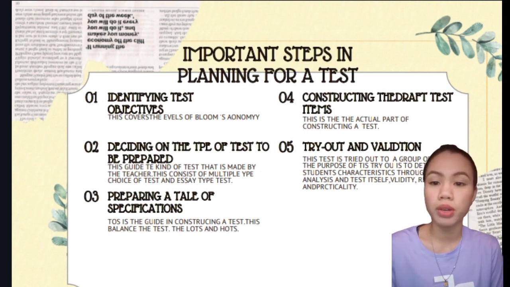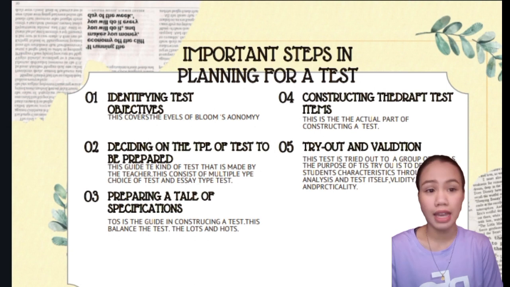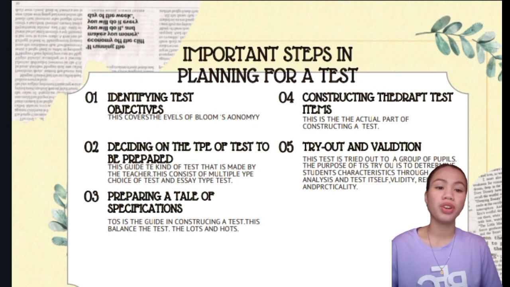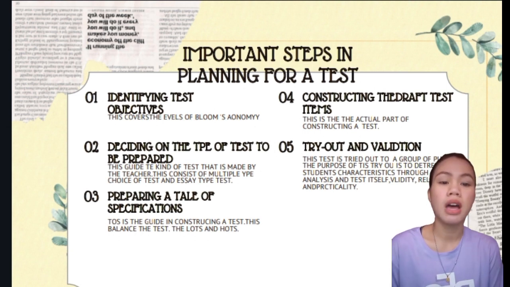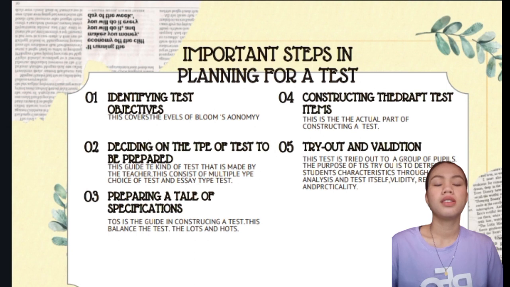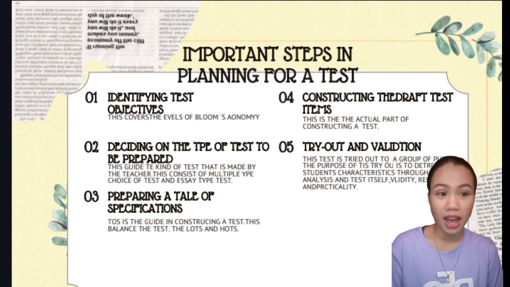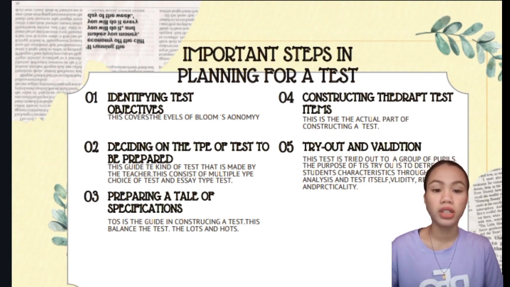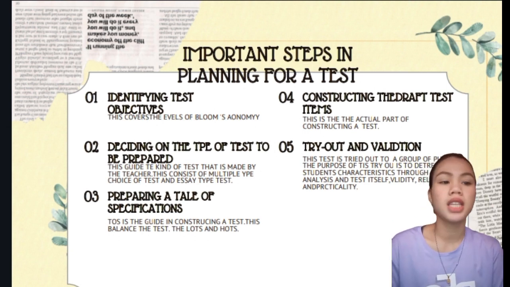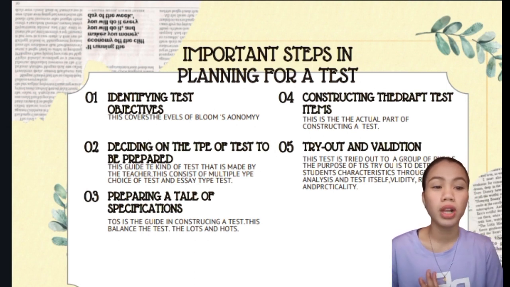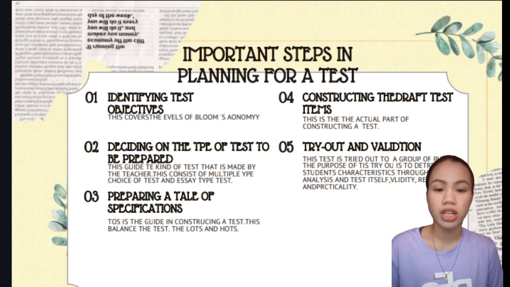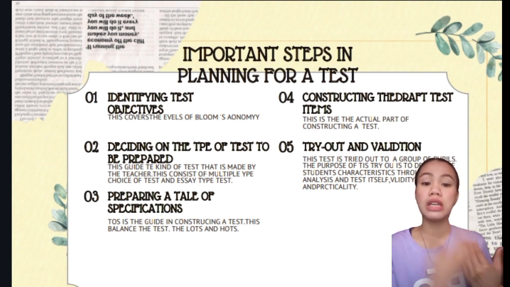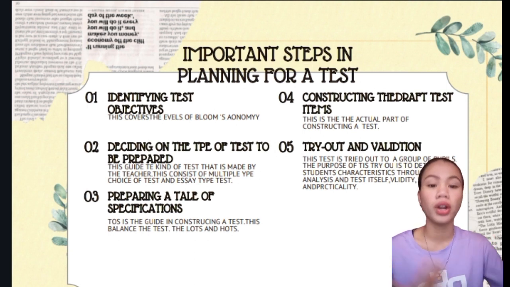For the fourth important step of planning a test, constructing the draft of the test items. This is where the actual construction of the test items follows the TOS. As a general rule, it is advised that the actual number of items to be constructed in the draft should be double the desired number of items. The subsequent tryout and item analysis will most likely eliminate many of the constructed items in the draft, either because they are too difficult, too easy, or non-discriminatory.